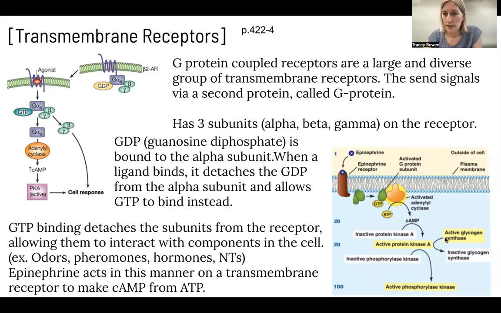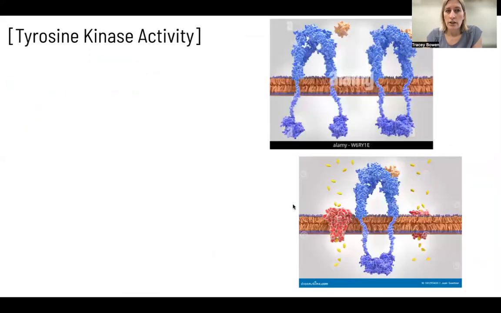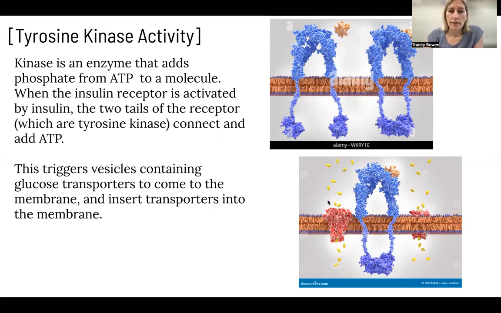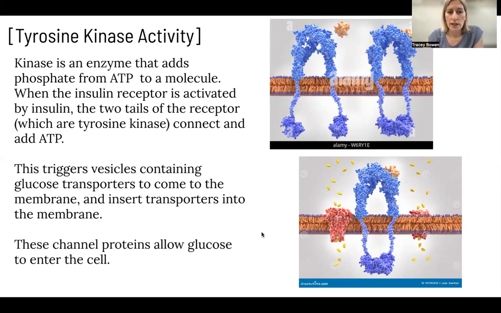Additionally, this is looking at different kinds of kinases. So tyrosine kinase activity, kinase is an enzyme that adds a phosphate from ATP to a molecule. And when insulin receptors are activated by insulin, the 2 tails of the receptor, which are the tyrosine kinase, are going to attach to each other. And in that attachment process, they're going to add phosphate from ATP to each other. And this is going to trigger vesicles containing glucose transporters to come to the membrane and insert transporters into the membrane. This is all triggered by insulin, that's that little orange blob up there, so that glucose can now enter into the cell.